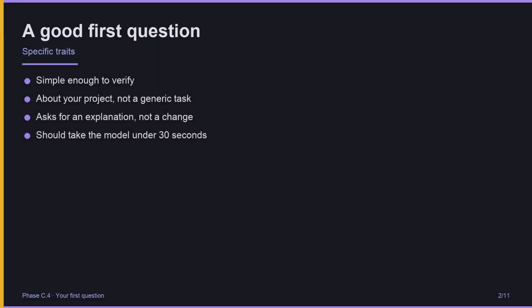What makes a good first question? Simple enough that you can verify the answer. About your project specifically, not a generic task. Asks for an explanation, not a file change. Explanations are safer to start with. Should take the model under 30 seconds to answer. Keep it small. You're testing the loop, not building anything yet.